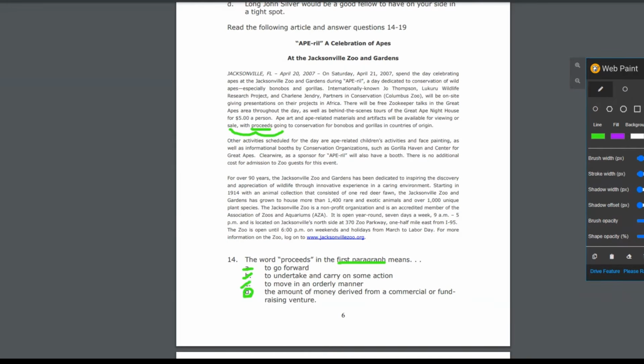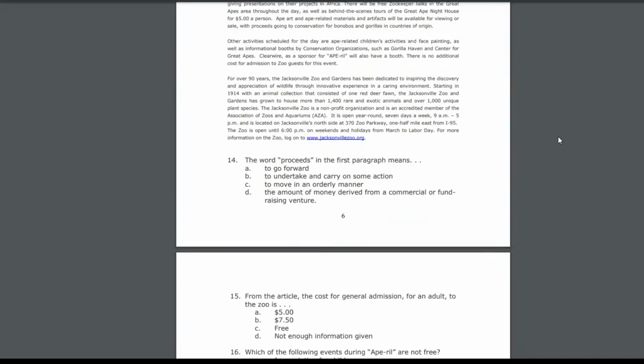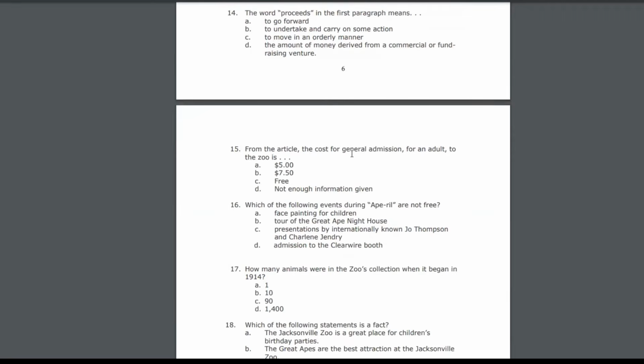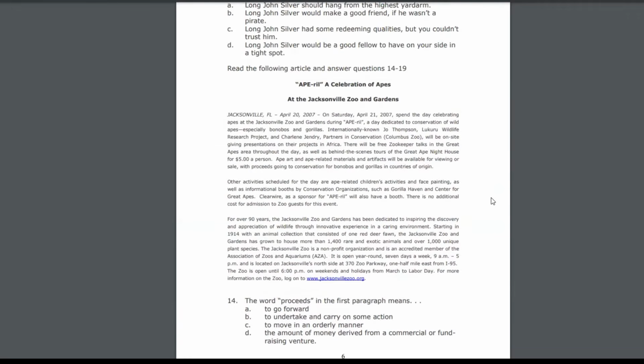All right. We take a look at number 15. It says from the article, the cost for general admission for an adult to the zoo is, so they have $5, $7.50, free, or not enough information given. So the only time that I saw money referenced here, like an actual dollar amount, was in the first paragraph where it said there will be a free zookeeper talks in the Great Apes area throughout the day, as well as behind the scenes tours of the Great Ape Night House for $5 per person.